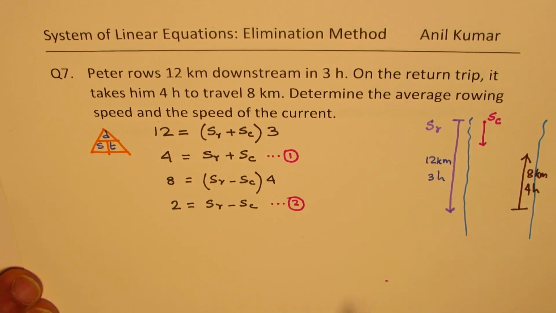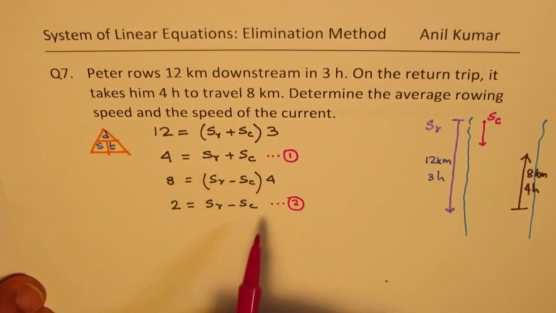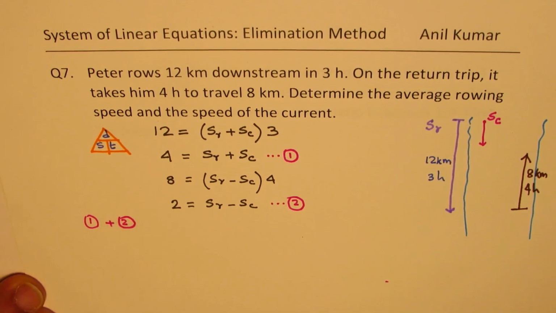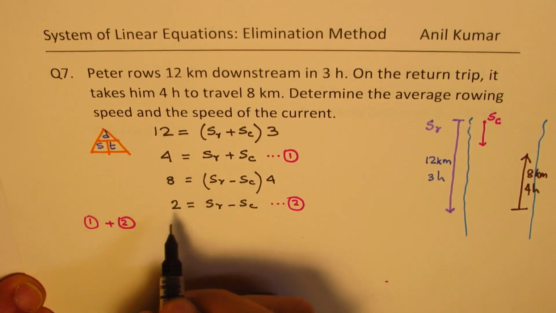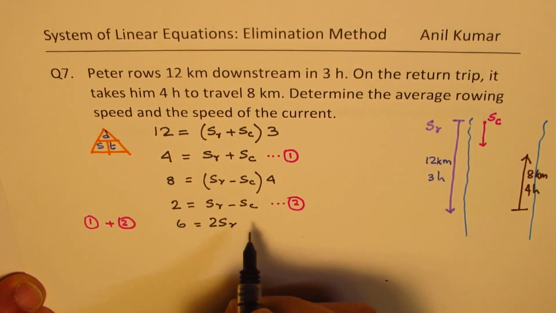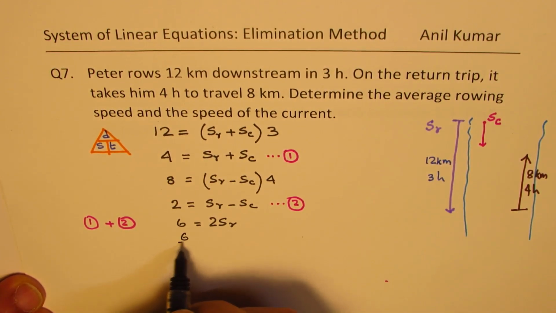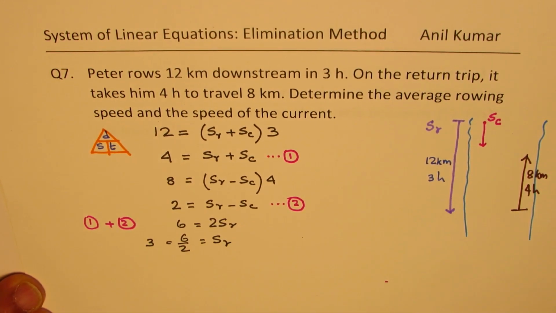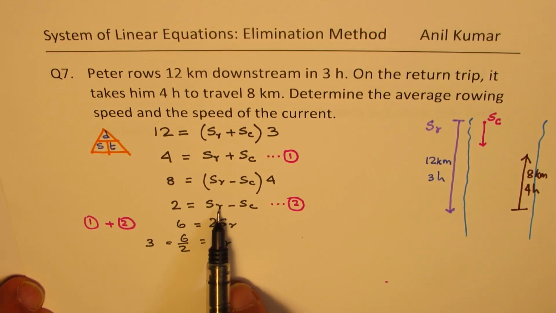Correct? 2 equations, 2 unknowns, we can easily eliminate by adding them up. So we'll add equation 1 and equation 2. When you add, you get 6 equals 2 times speed of rowing, right? So we get 6 divided by 2, which is 3 as speed of rowing. Clear? So once you get one of the values, you can always substitute that and get the other value.